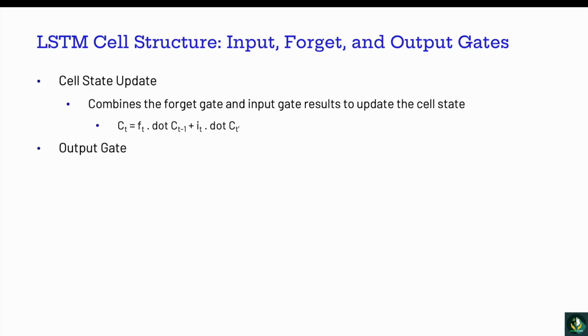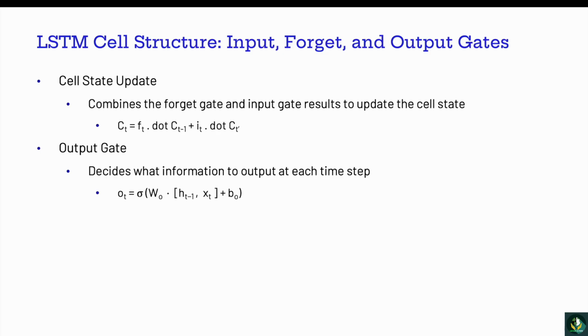Now next let's look at the output gate, which decides what information to output at each time step. The formula for this is ot = sigma(Wo · [ht-1, xt] + bo), where Wo is the weight matrix for the output gate, and bo is the bias for the output gate. That's it. So I hope you understood these formulas and what they are used for.